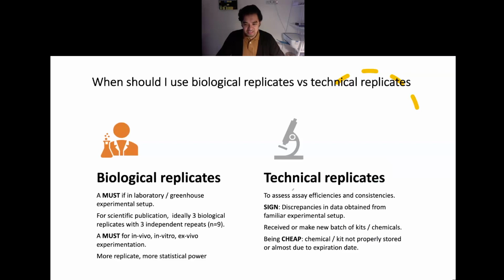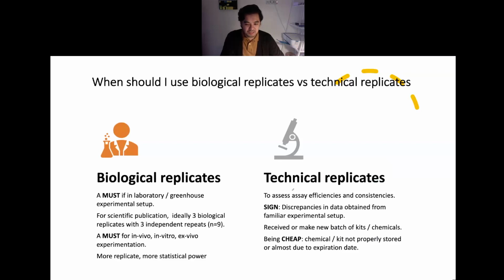So what are the signs that you need to do the technical replicate? When you find there are discrepancies in your data. Somehow you usually do this experiment many times, and when you see something wrong in your data, you definitely need to investigate what's going on. If you're rich, you can just toss the equipment, toss the reagent and use a new one. Sometimes we have very limited resources, and we need to find out what the causes are.